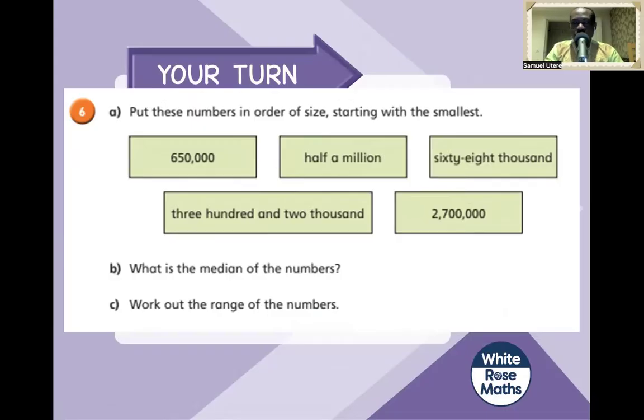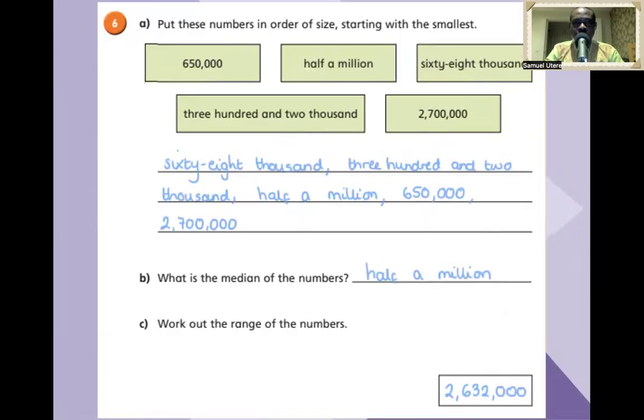Okay, assuming you've paused the video and you've answered question 6, here are the answers. So here you were required to put these numbers in order of size, starting with the smallest. Well, you wouldn't be able to do that if you don't actually write the numbers out. So if I were you, I would write the numbers out on the side of my worksheet or on the side of my book, and then compare their sizes in order of size. So starting with the smallest, we'll write the numbers out. Here is the answer. And then what is the median of the numbers?